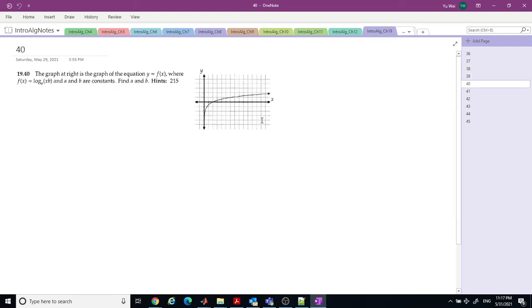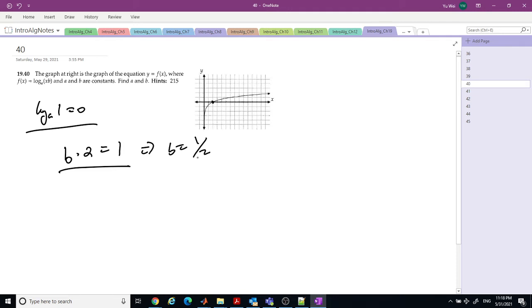For this one, the graph on the right is the equation y equals f(x), where f(x) equals log_a(x b). Let's look at log_a(x b). First is 0, right? We know log_a of 1 equals 0. So when x equals 2, b times 2 equals 1, so b equals 1/2.